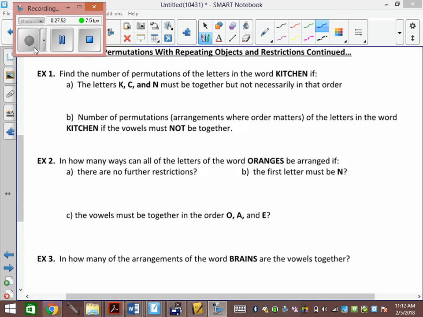If the letters K, C, N must be together, but not necessarily in that order. So this is where the be together thing starts. So paying close attention. So we are going to use up the whole word. 1, 2, 3, 4, 5, 6, 7.